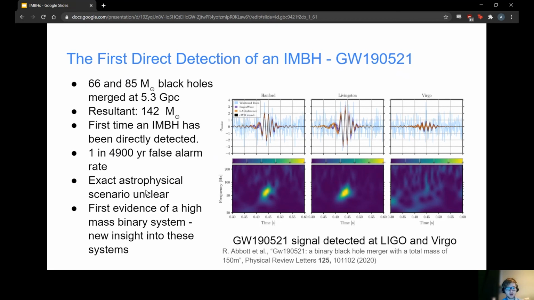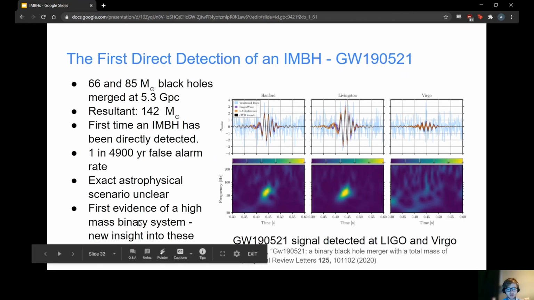It is likely a hierarchical merger, which is a merger between second generation or higher black holes, most likely second generation. This could have occurred in a globular cluster, stellar merger scenario, or an AGN disk. It's the first evidence of a high mass binary system. This provides some new insight into this.